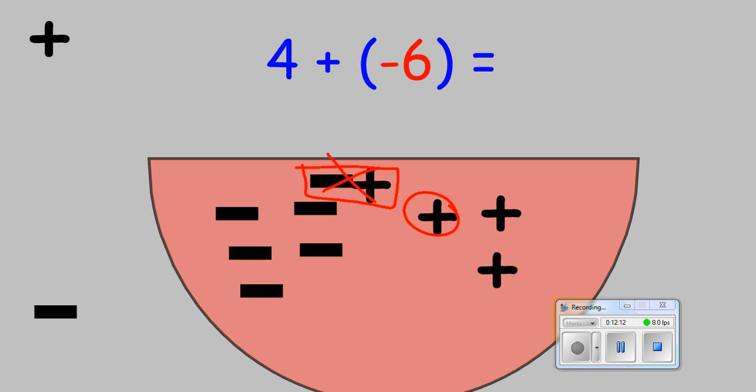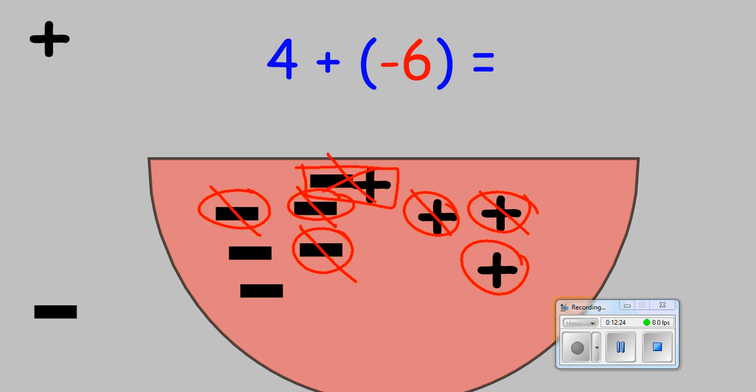Here we have another positive and another negative, so that's a 0 pair. Another positive and a negative, another 0 pair. Another positive and another negative, and that's a 0 pair. So what do we have left? We're left with just 2 negatives. And with 2 negatives remaining, that gives us our answer of a negative 2.